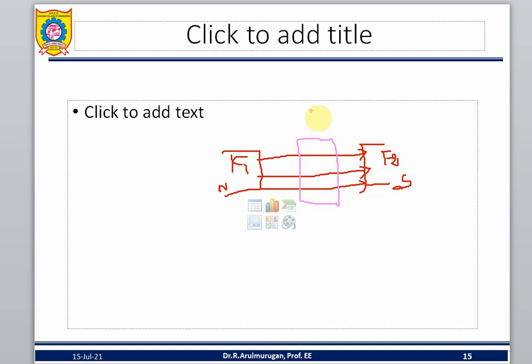Once you give the power supply to the armature coil, so here also you are giving a power supply, the armature flux is a rotating flux. This is called Phi A, the armature flux. This is called Phi F, the field flux.